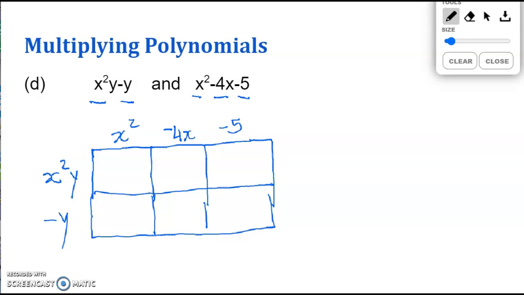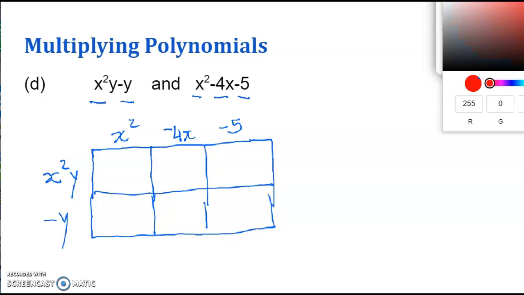Okay, so I've drawn my boxes. Now I just need to multiply to get the area of each rectangle. So x squared times x squared y: x squared times x squared is going to be x to the power of 4, because x squared is x times x, and x squared here is x times x. So at the end, you have x to the power of 4 multiplied by y. What about negative 4 multiplied by x squared y?